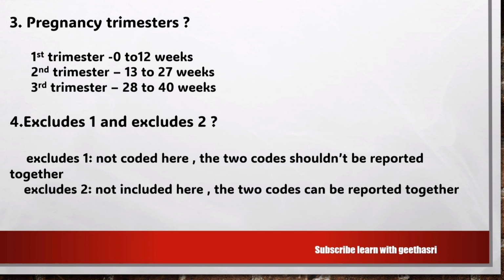And it is also an important question. They may ask, explain about Excludes 1 and Excludes 2. Excludes 1 means not coded here. The 2 codes should not be reported together. Excludes 2, not included here. The two codes can be reported together.